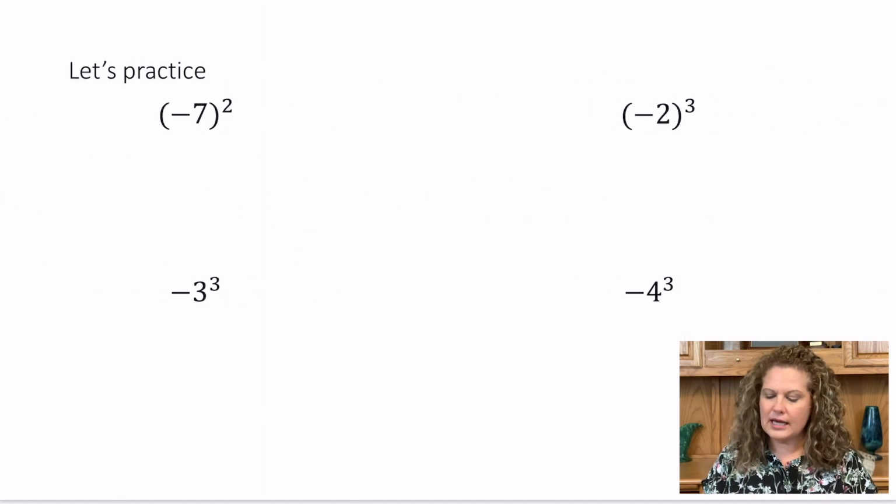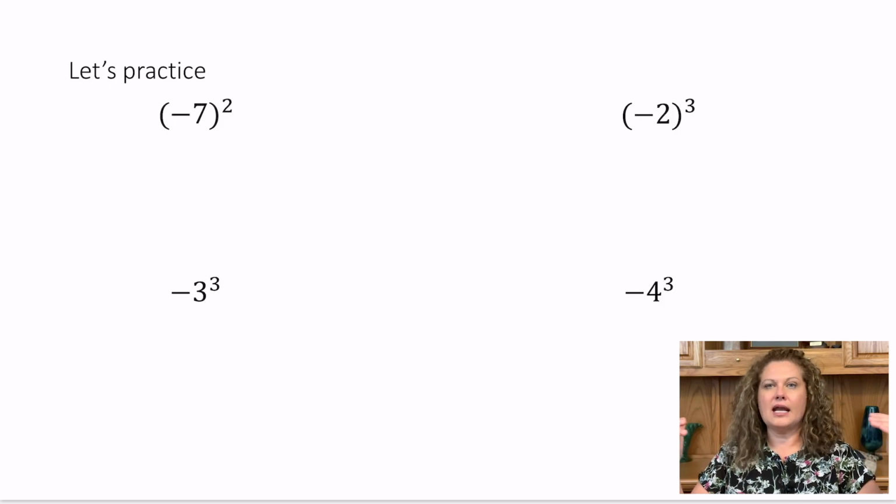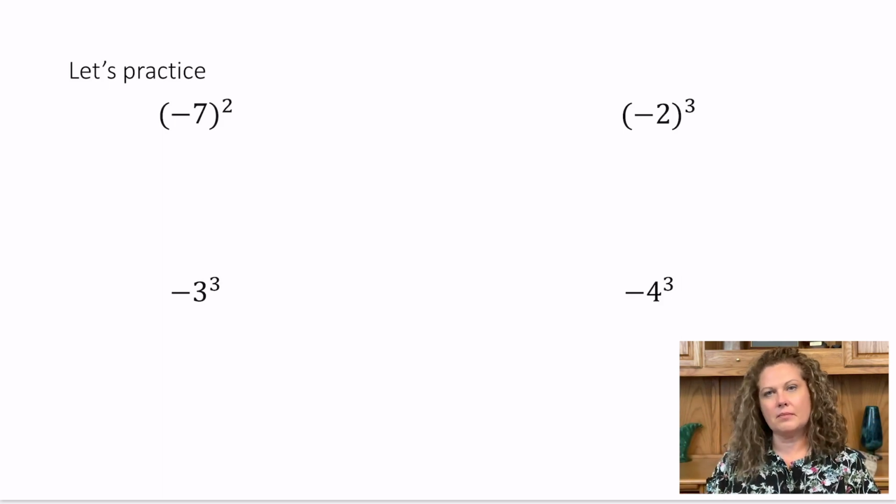So let's take a look at some practice problems. Notice I have 2 at the top that have parentheses, 2 at the bottom do not. So let's take a look at the first one. So I have negative 7 to the second power.